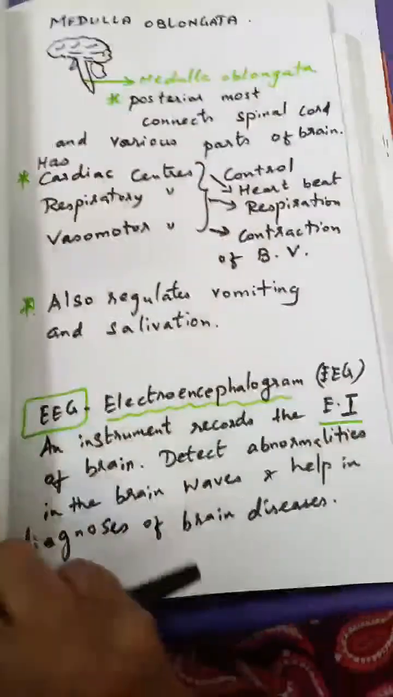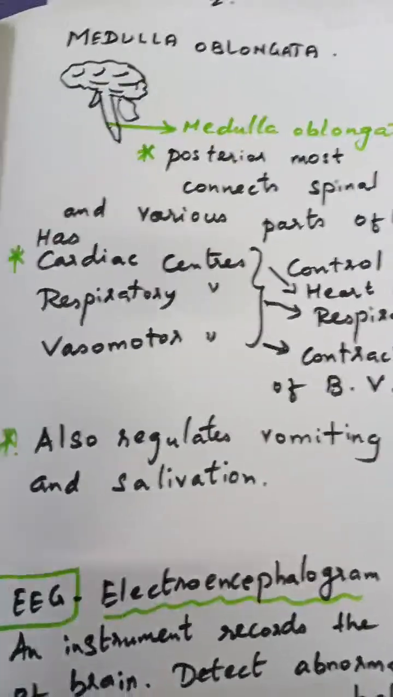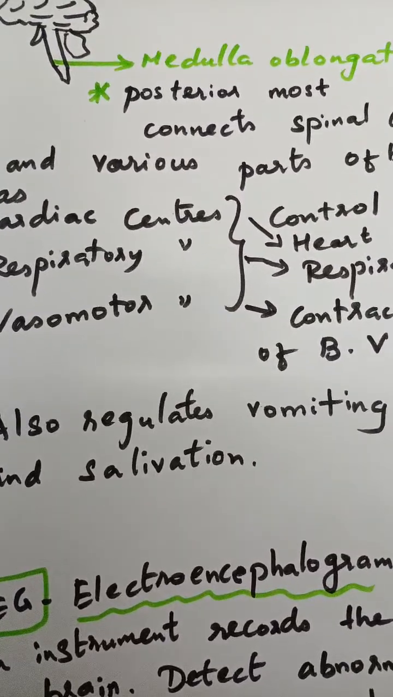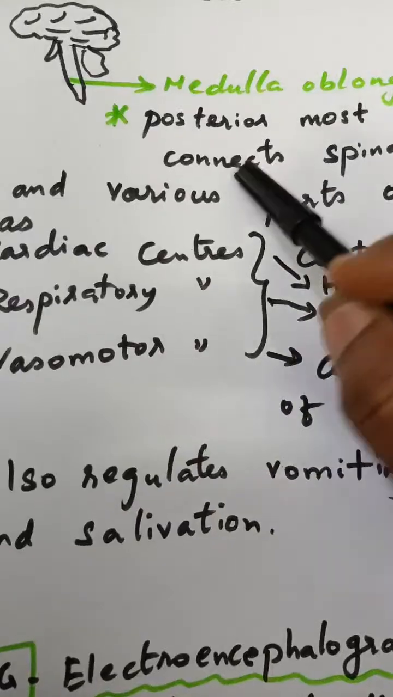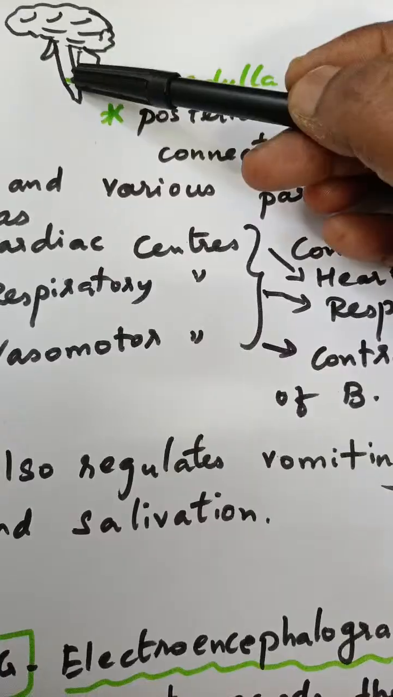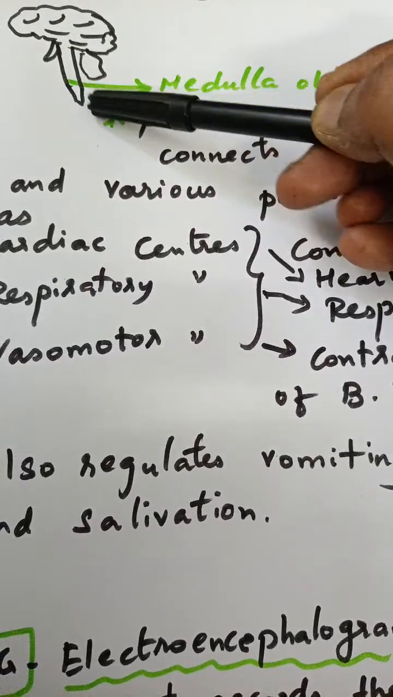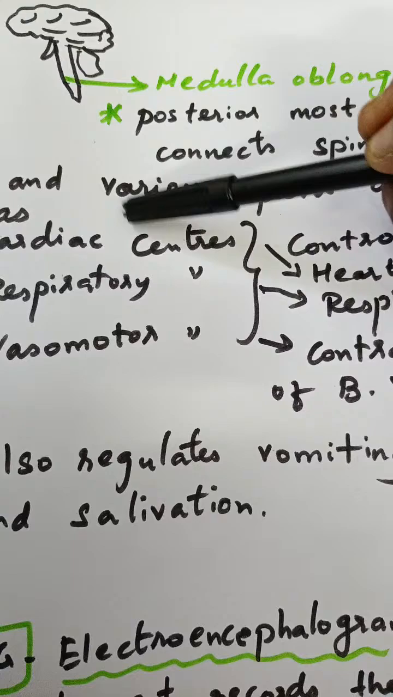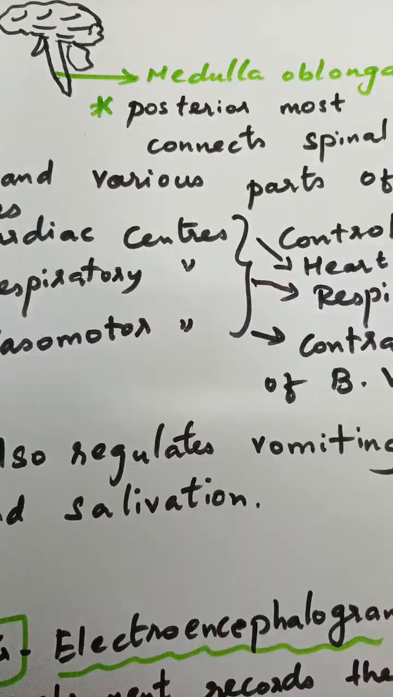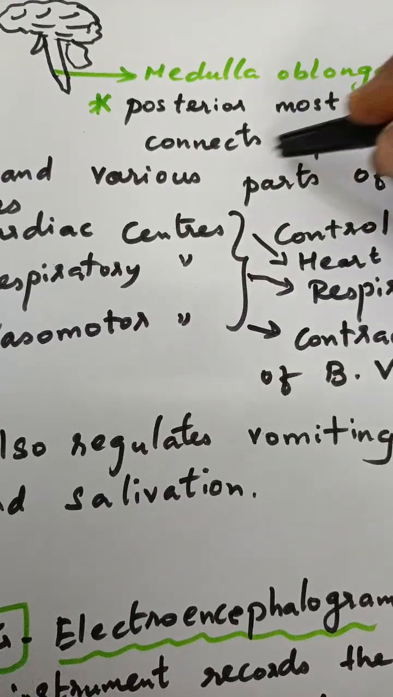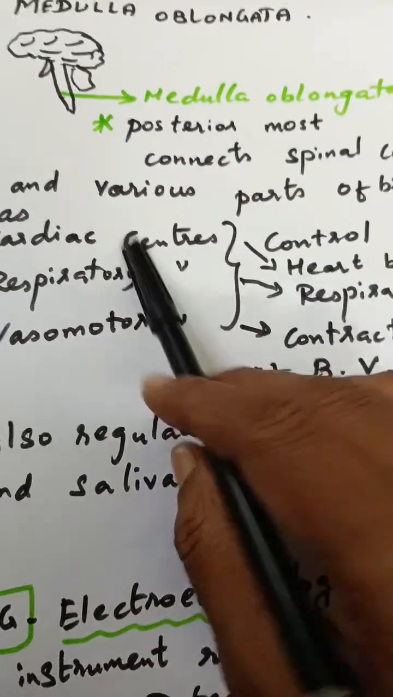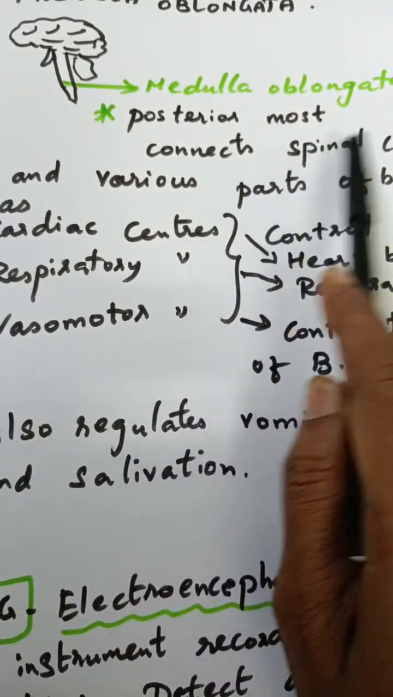Next we will move to the medulla oblongata, the last part of the hindbrain. Where is it present? It is the posterior most part of the hindbrain, which connects to the spinal cord. From there the spinal cord will form and continue till the end of the vertebral column. And from the spinal cord, all the other nerve fibers run all over the body, connecting various parts of the brain and spinal cord.